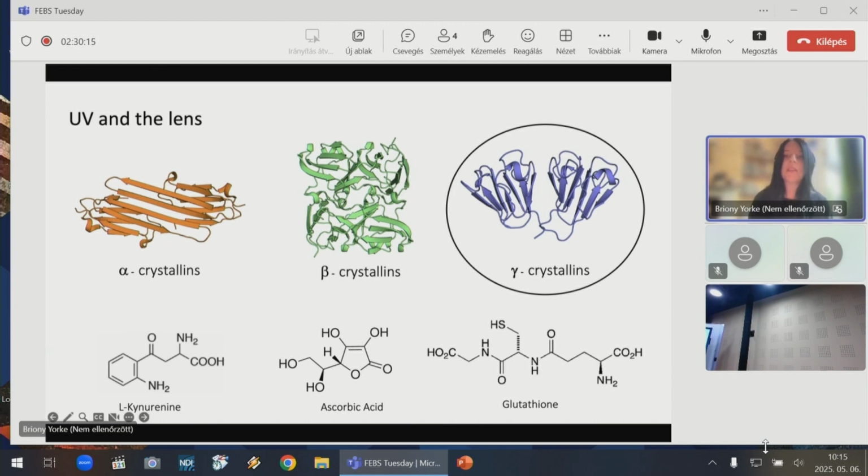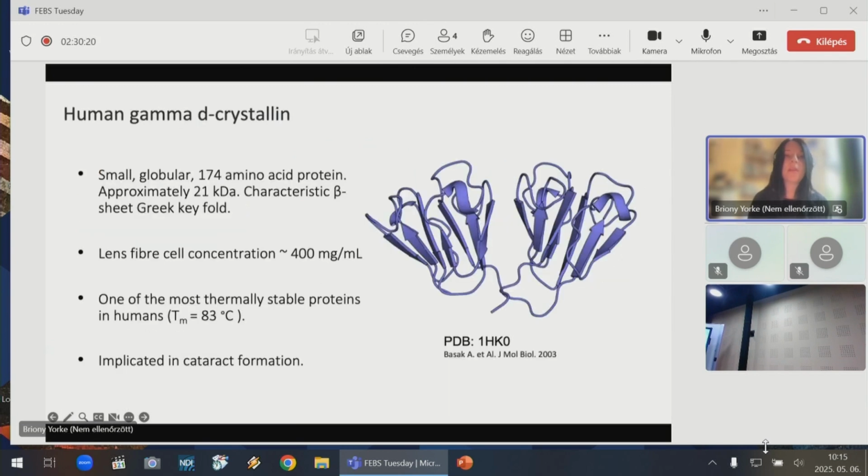What I'm really interested in is this gamma crystallin protein. Gamma crystallin is a quite small and compact protein with this distinctive Greek key fold. It's present in very, very high concentrations in the lens, up to about 400 milligrams per milliliter. And it's one of the most thermally stable proteins in the human body. Its melting temperature is about 83 degrees Celsius, and it's implicated in cataract formation.